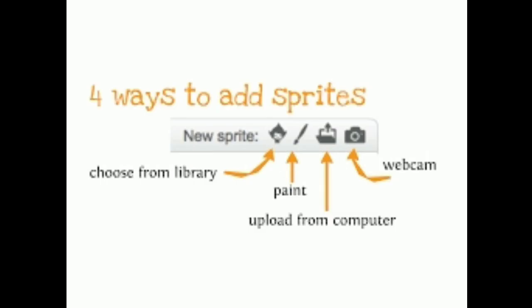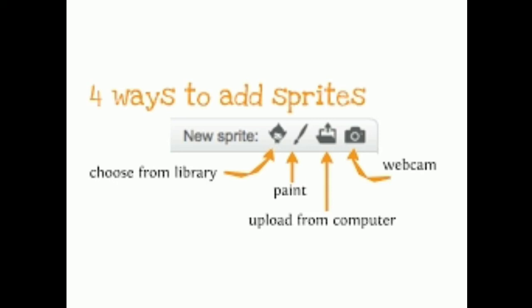So now we have seen how to choose a sprite by using the library. Next, let us study how to paint a new sprite. In Scratch we can paint our own sprite for our project. For that, first we have to click on the paint new sprite button from the new sprite section, which is the button provided for painting. You know that the second button is the one provided for painting. You have to click on that particular button.